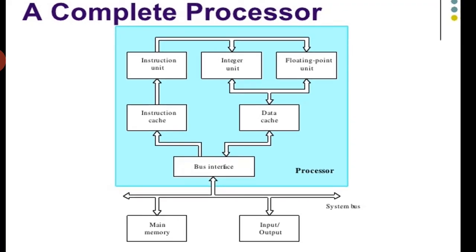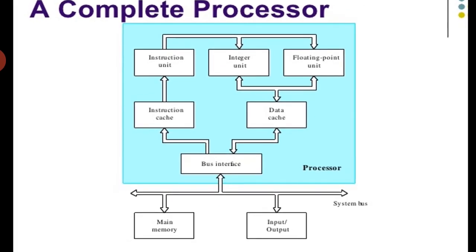So inside a processor, we will also have the instruction unit, instruction cache, bus interface, integer unit, floating point unit, and also data cache. So along with instruction register, program counter, address register, data register, general purpose registers, control unit, ALU, and some of the temporary registers, along with these, the processor will also contain all these memory units. So this is a complete processor.